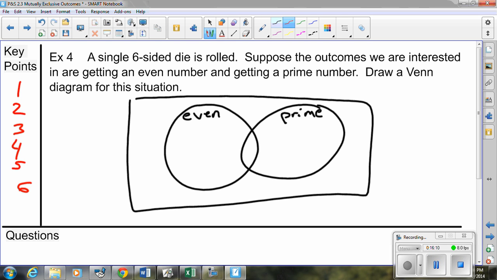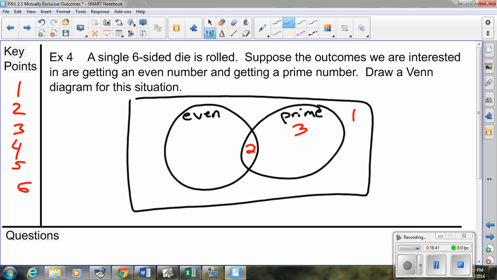Where will 1 go? It's not a prime number. It's not an even number. So it's outside. What about 2? 2 is even. 2 is prime. So it's both. But what about 3? 3 is a prime number, but it's not even.